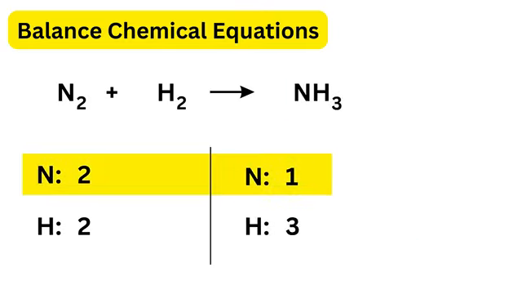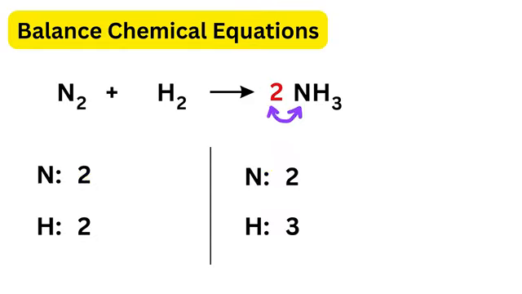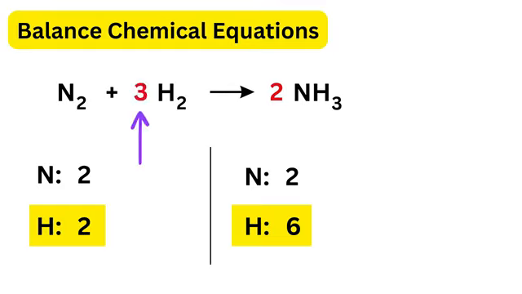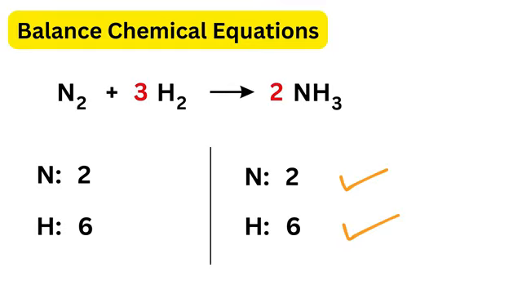First, we will fix the unbalanced nitrogen. On the left, we have 2 nitrogens, but on the right, only 1. So, we will put 2 in front of NH3. That gives 2 nitrogens and 2 times 3 or 6 hydrogens on the right. On the left, we have 2 hydrogens, but on the right, we now have 6. To fix this, we will put 3 in front of H2 on the left. That gives 3 times 2 equals 6 hydrogens. This way, both sides have the same number of nitrogen and hydrogen atoms, and this is the balanced equation.